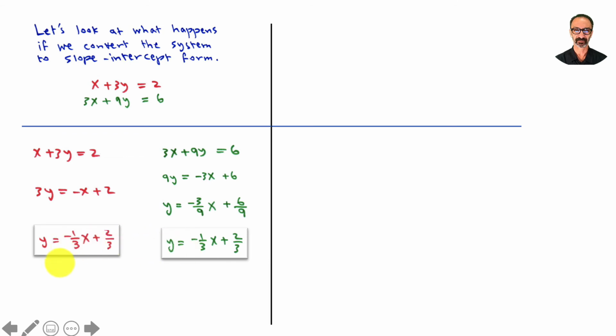Same numbers. So if you graph this slope and y-intercept, you start at 2/3, you go down 1 over 3. Same thing, you start at 2/3, you go down 1 over 3. The system is dependent.